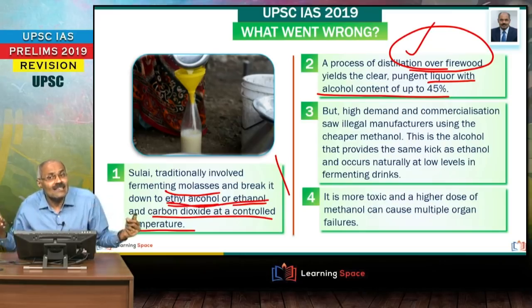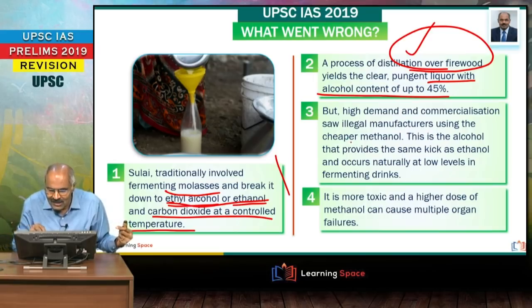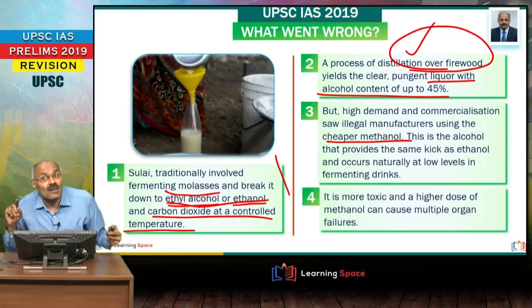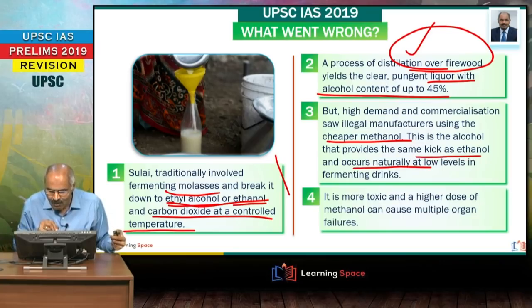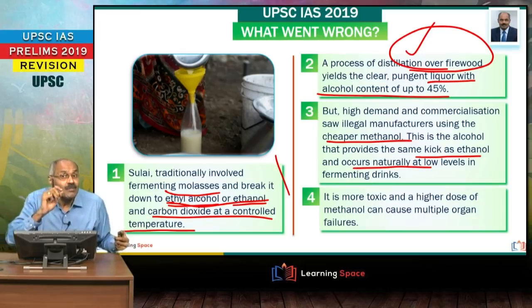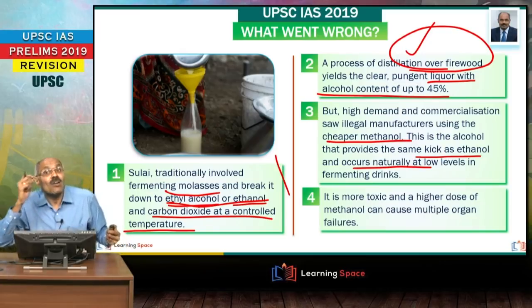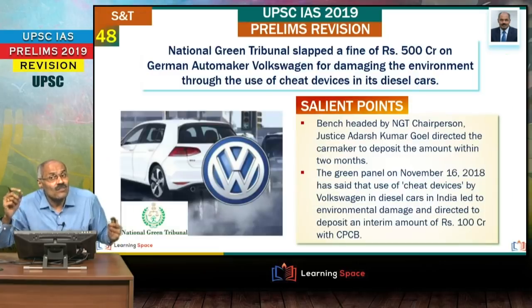And what was done recently is that there was more demand for this, right? Under those circumstances, they used methanol. Because of methanol, many lives were lost, right? So methanol is dangerous. This is an alcohol that provides the same kick, but higher doses of methanol may lead to organ failures, right? So instead of the naturally produced ethyl alcohol, methanol was used. Methanol was artificially mixed. That resulted in loss of lives.